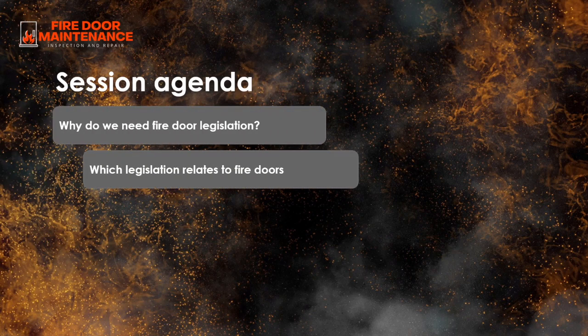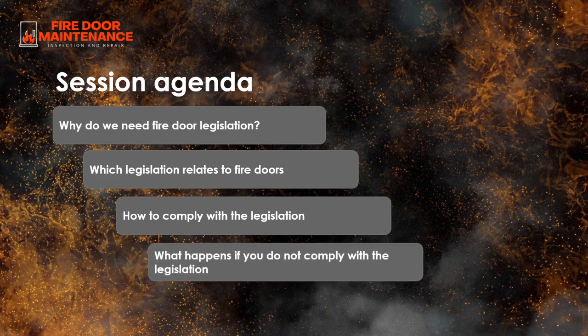So let's have a look at the session agenda for today. During our session, we will be covering the following topics so that we can meet those session objectives we just looked at. Our topics will be: why do we need fire door legislation and why are we focusing on it now? Which legislation relates to fire doors? How are we going to comply with that legislation? And what happens if we don't comply with the legislation? Finally, we're going to look at the importance of fire door inspection and legislation.